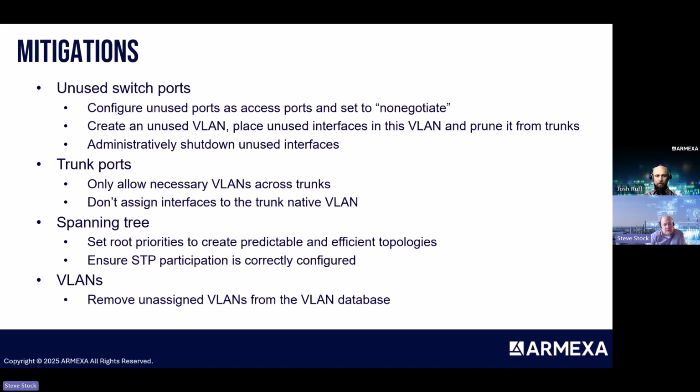Building on that, so the trunk port. So not only do you want to prune this unused VLAN off, you want to prune all unnecessary traffic off of that trunk. So understand your data flows, what things need to talk across those trunks, and remove whatever does not. You also want to create an unused VLAN that is used only for your trunk natives and then prune that off of the trunk.